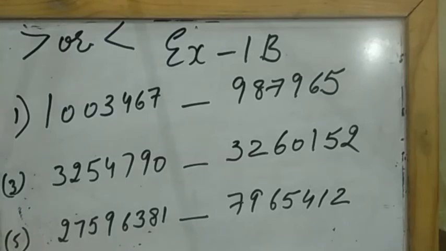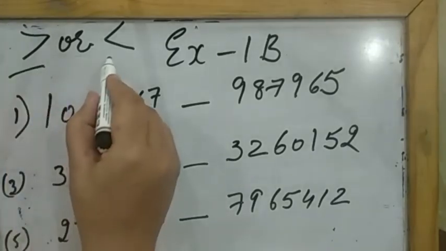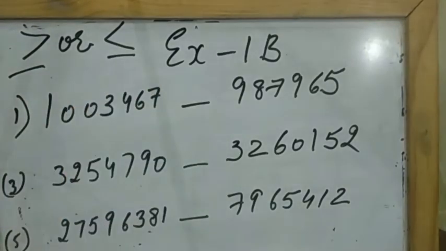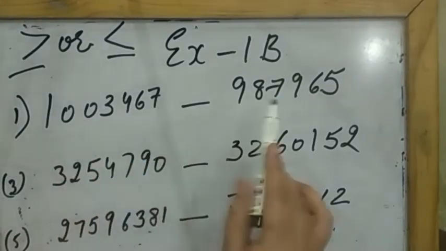Okay, class, now I'll start with the exercise 1B. If I start with the first question, it says there are two numbers given and you have to put the sign of greater than or lesser than. So which number is bigger and which is smaller, you have to put the sign. So some examples I'll explain. So these are the numbers given.